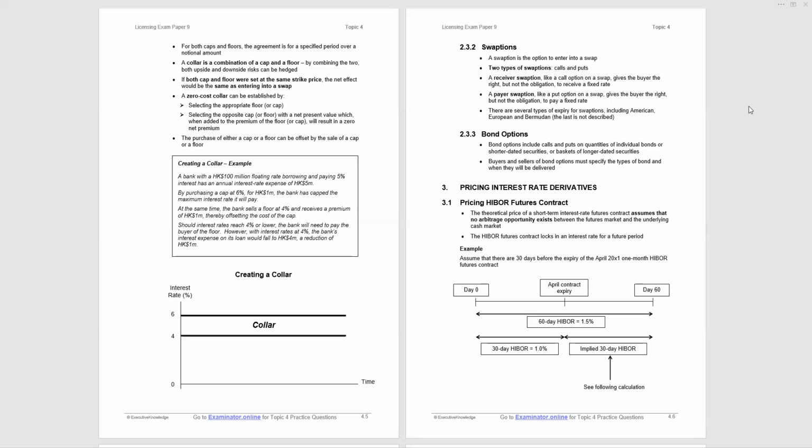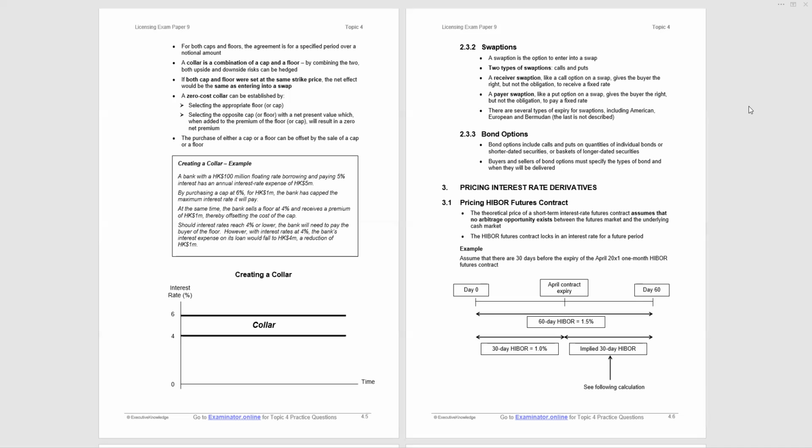So this is what the fair value would be. Now, the theoretical price of a short-term interest rate futures contract assumes no arbitrage opportunity exists between the futures market and the underlying. That's just an underlying assumption. A HIBOR futures contract locks in an interest rate for a future period. Now, how would we theoretically calculate this? Well, let's look at an example. Maybe the underlying concept will be examined, but I don't know if they would go into too much detail.